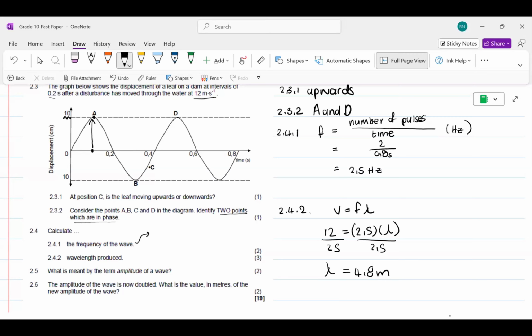And then they ask a question, the amplitude of a wave is now doubled. So they've doubled the amplitude. What is the value in meters of the new amplitude? So what is the value of our new amplitude going to be now? So they said that it's doubled, and we want to know what is the value of our new amplitude in meters.